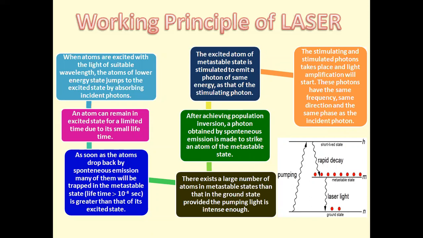After achieving population inversion, which we discussed in the previous slide, a photon obtained by spontaneous emission is made to strike an atom of the metastable state. There exists a large number of atoms in the metastable state than that in the ground state, provided the pumping light is intense enough. Finally, the stimulating and stimulated photons take place and light amplification will start. These photons have the same frequency, same direction and the same phase as the incident photon, and that is called lasing.